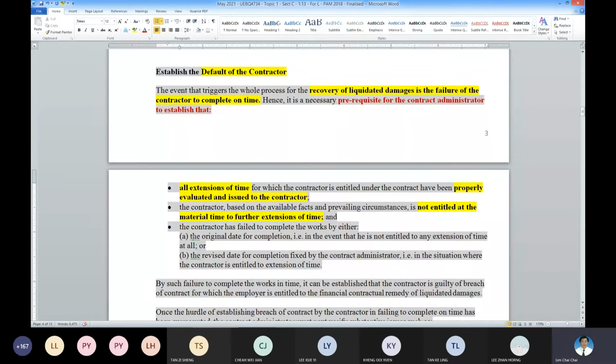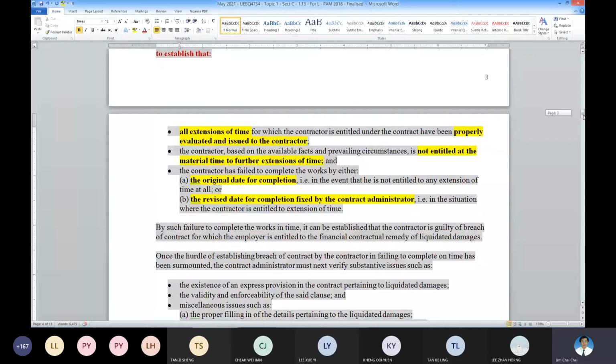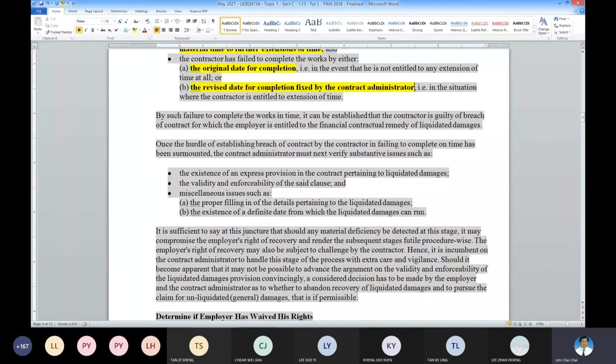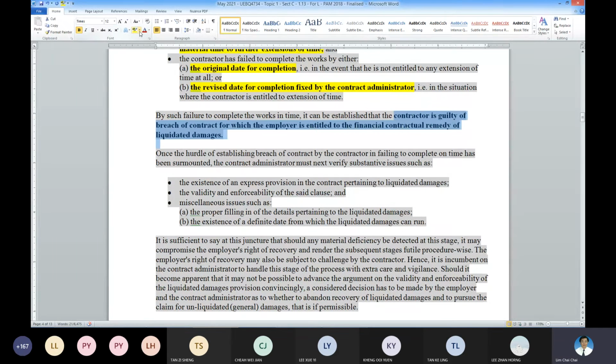So either the contractor failed to complete on the original date or the revised date, when all the EOT are evaluated and added to it. So this is the prerequisite for LAD to be imposed. Once it is established that the contractor cannot finish, then this can be triggered. If not, the imposition of the LD is not so correct.